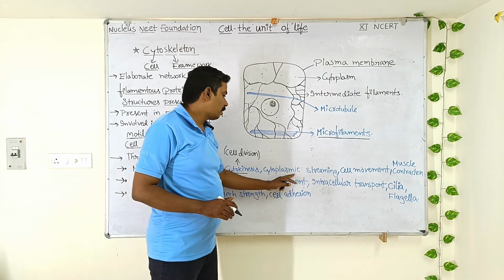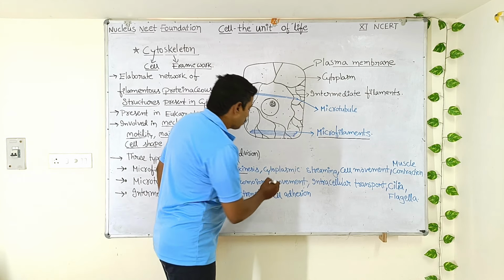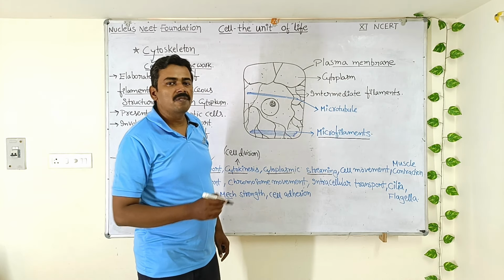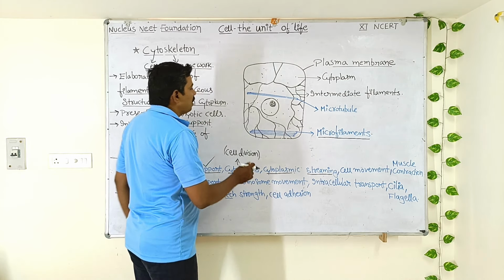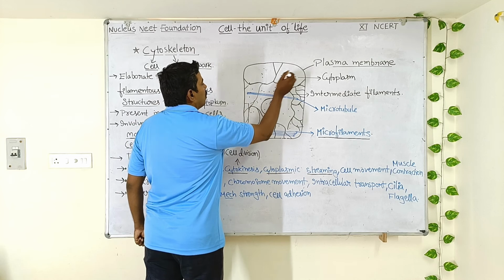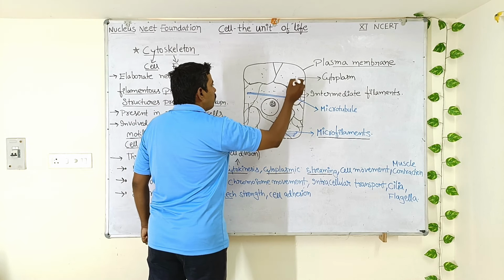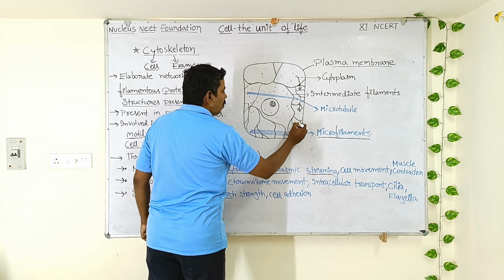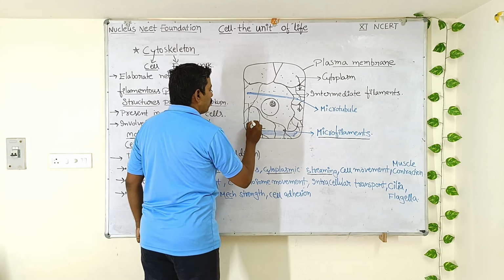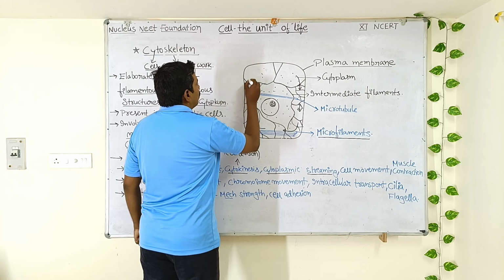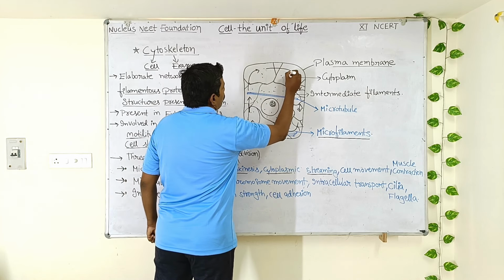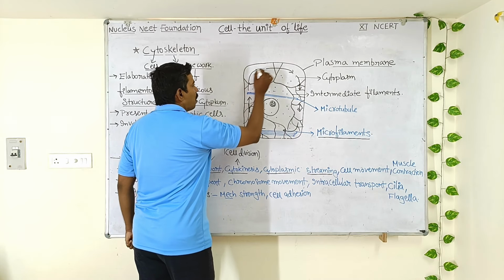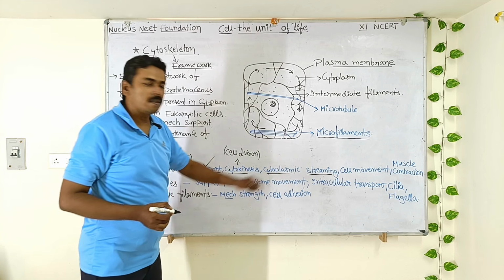Next is cytoplasmic streaming. What is this cytoplasmic streaming? It is a cyclic movement of cytoplasm inside the cell. As you can see here, inside the cell there will be cytoplasm. The cytoplasm will be constantly moving in a circular fashion along the inner surface of plasma membrane in this direction. The constant cyclic movement of cytoplasm along the inner surface of plasma membrane, we call it as cytoplasmic streaming.